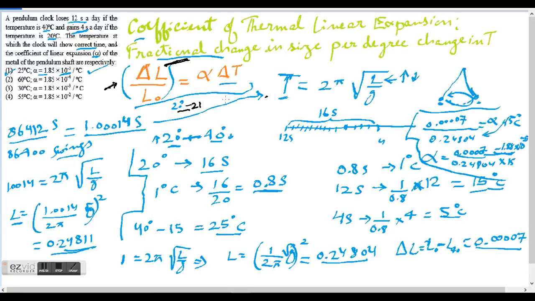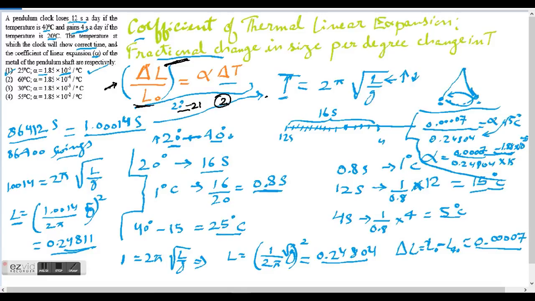Or let's say the change in temperature is not 1 degree Celsius but 2 degrees Celsius. In that case, the fractional change will also double, because a change of 2 degrees Celsius means that it will change twice of what it will change for 1 degree Celsius. So that's why we consider fractional change, and that's why it's relevant.